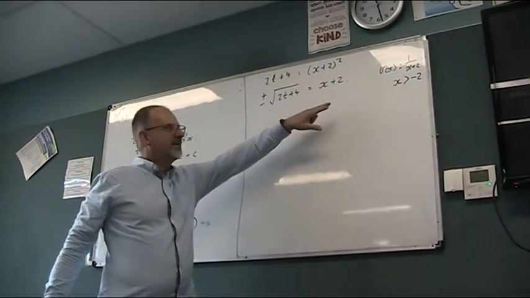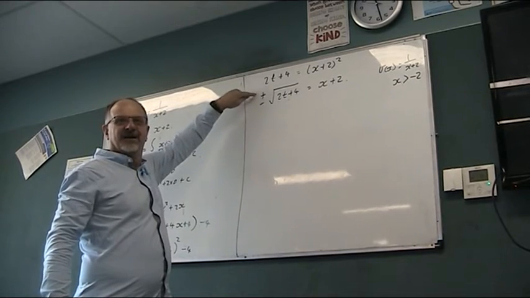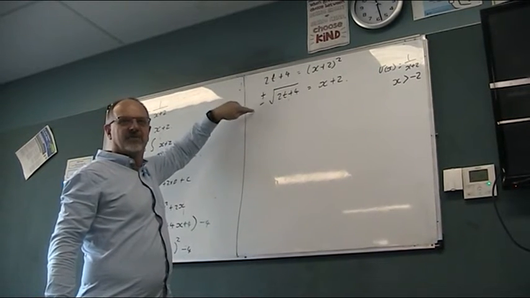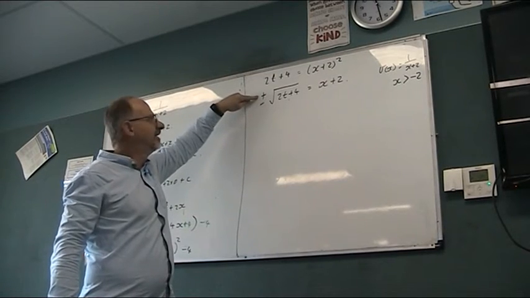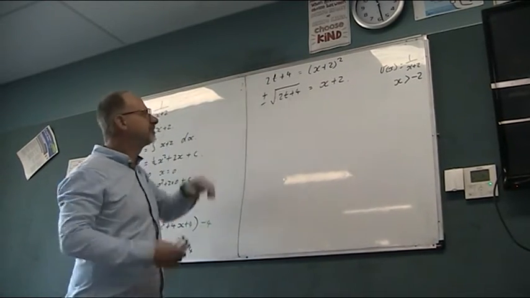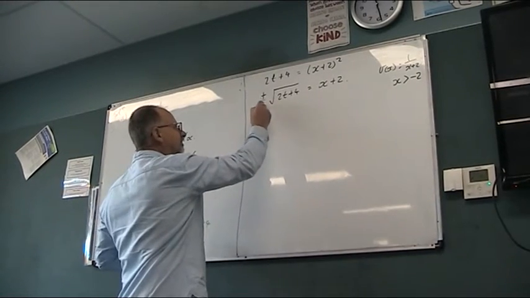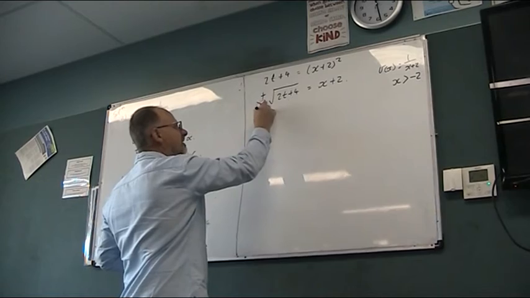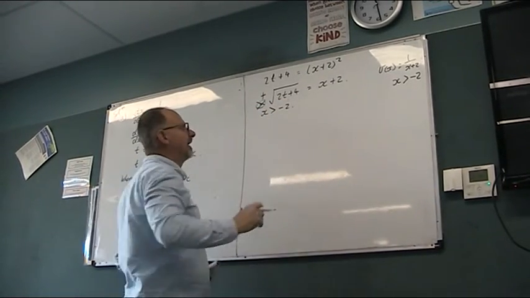So if x is going to be greater than negative 2, can we have both of those? No, we can't, can we? Which one is the one that we can have? The positive one, yeah. Alright, so this one's out, because x has to be greater than negative 2. That was our original condition that we had.